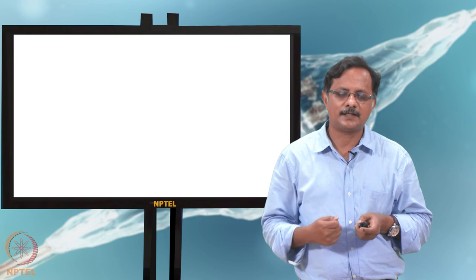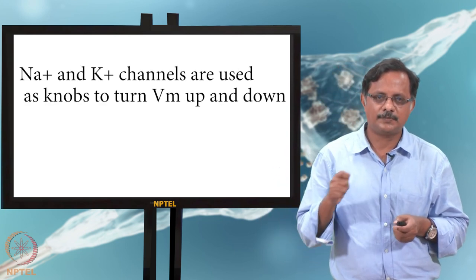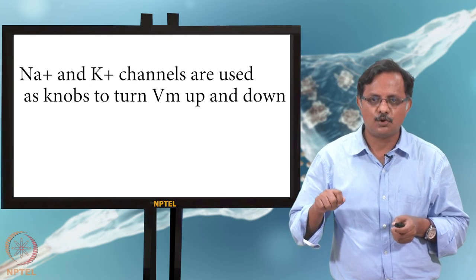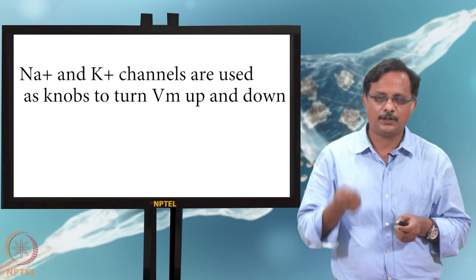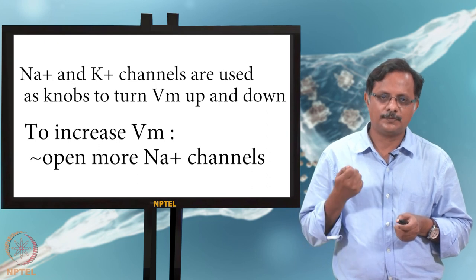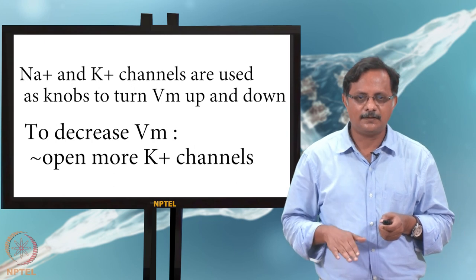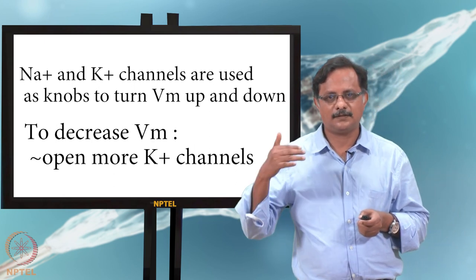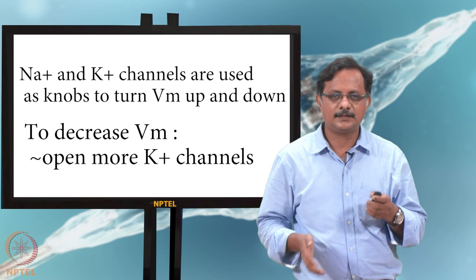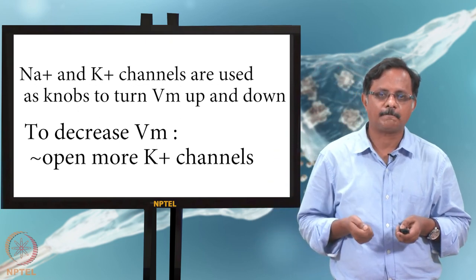So basically what we understand from these very simplified calculations is that sodium and potassium channels can be used as two knobs to turn Vm up and down. If you want to increase Vm, you open more sodium channels and close potassium channels. If you want to decrease Vm, open more potassium channels and close more sodium channels. So these are two knobs which you can control to turn Vm up and down.